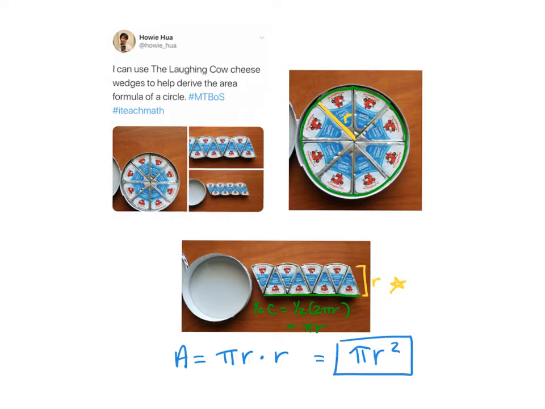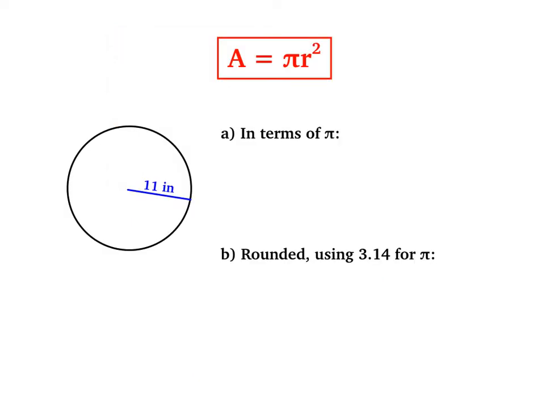In this video, we're going to focus more on how to use this formula. So let's start with this example. Here I have a circle, and by the line that I'm given, I know that that's the radius because it only goes to the center and not all the way across. So to find the area when I'm given the radius, I plug the radius that I'm given into r in that formula. So in this particular example, I would be doing pi times 11 squared.